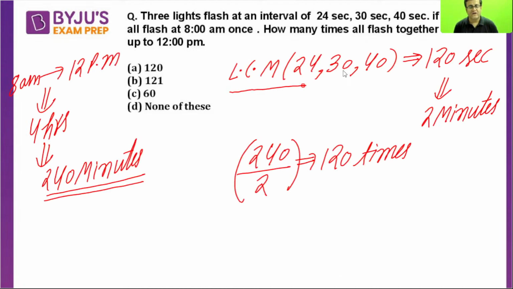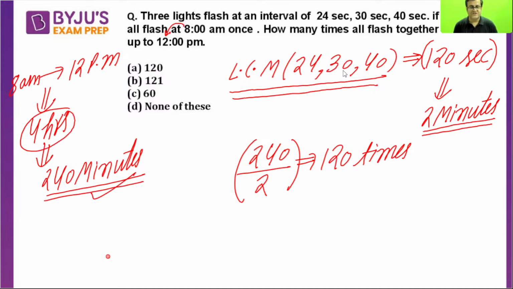Every time, the LCM of the time intervals will give you the common time after which all the lights flash together. So 120 seconds is the LCM of these three values, which means 2 minutes. After every 2 minutes, all flash. In 240 minutes, from 8 to 12 is 4 hours, and 4 hours means 240 minutes, so 120 times all flash together.